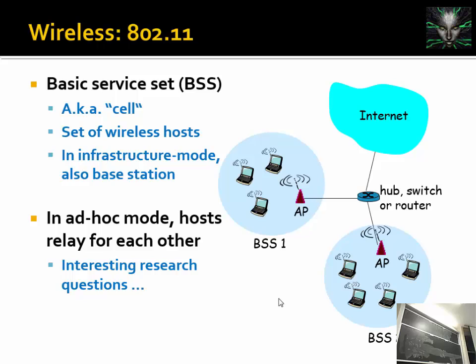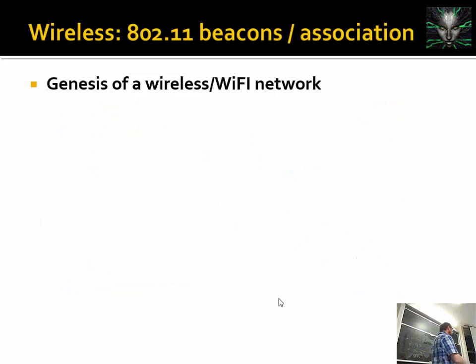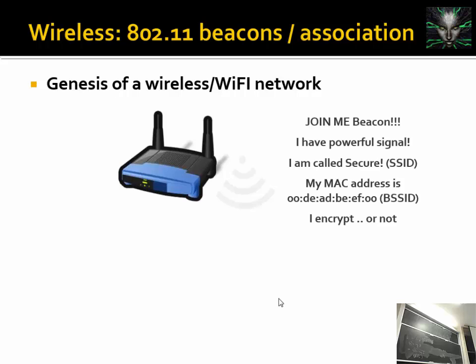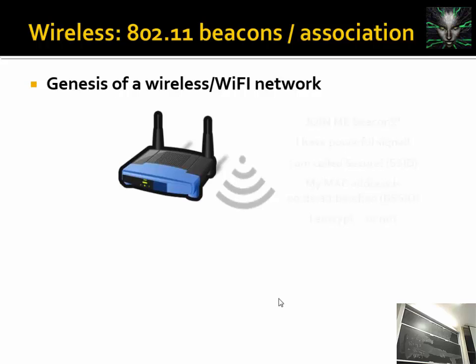Now, in ad-hoc mode, you have a lot of interesting questions where different nodes may be relaying information from each other without being a specific base station or access point. So let's think about how this works. Suppose you want to make a new 802.11 network. How does it work? You have this Linksys router. Everybody has this Linksys router, or something like it. It just says, hello, join me. I have a powerful signal. I'm called super secure. And of course you're going, oh, that sounds great. I'm going to connect to that.